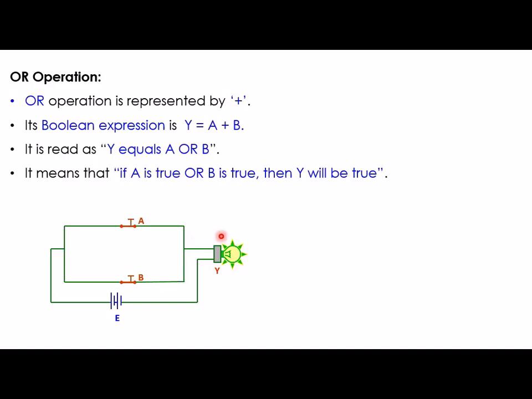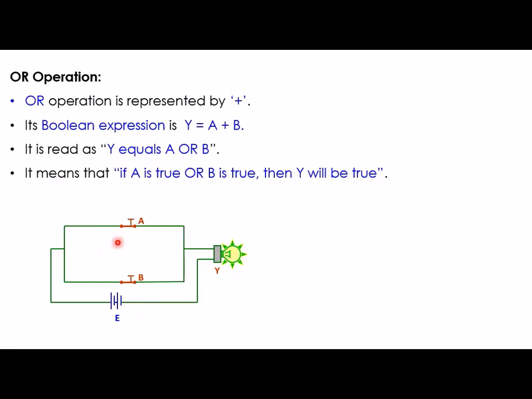So let me repeat all these processes again. Now these are two switches. First case, switch B is on, A is off, then Y is on. Second case, switch A is on, B is off, then also Y is on. Third case, both A and B are off, then Y is off, the bulb is not glowing. Fourth case, if both are on, then also the bulb is on, that means it is glowing.